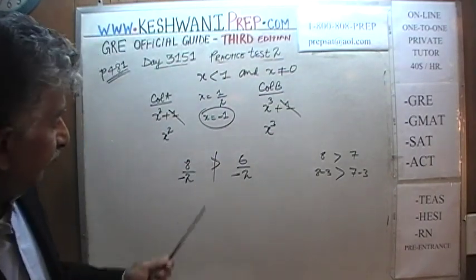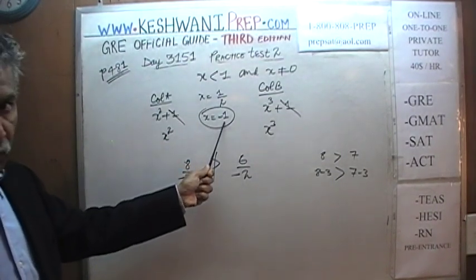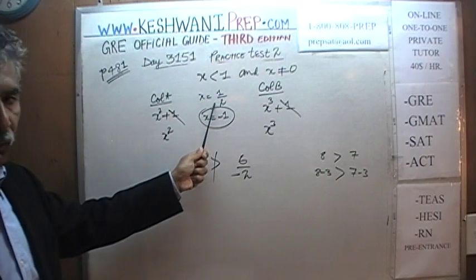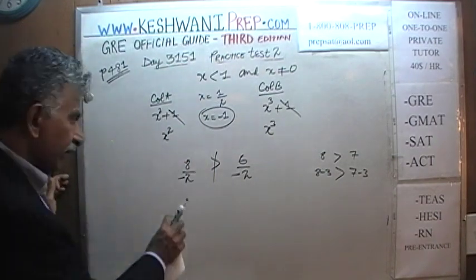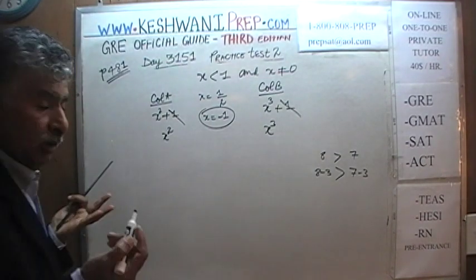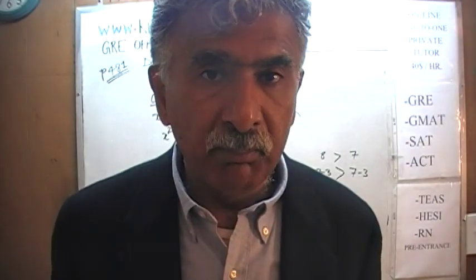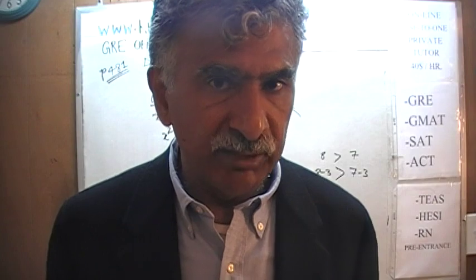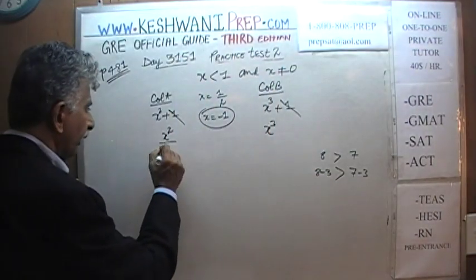But even if x turns out to be a negative quantity, we know x is less than 1, which means x is either a fraction, like a half or a quarter or 1/10 or 9/10, or it could go into negative territory. But even if it's negative, by the time you square it, it becomes positive. And we are allowed to multiply or divide both columns by a positive quantity as long as you're doing it to both columns, as long as you treat both columns in the same manner. So let's divide both columns by x squared.